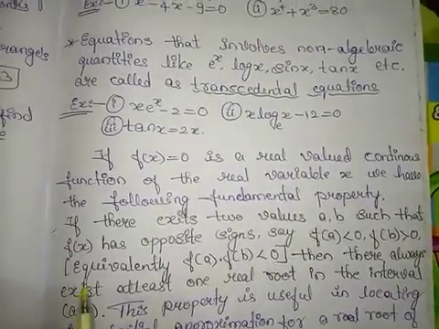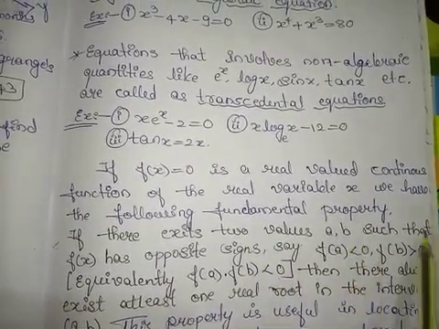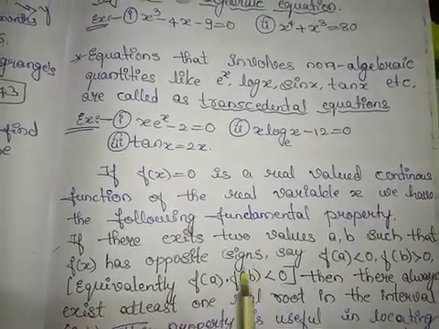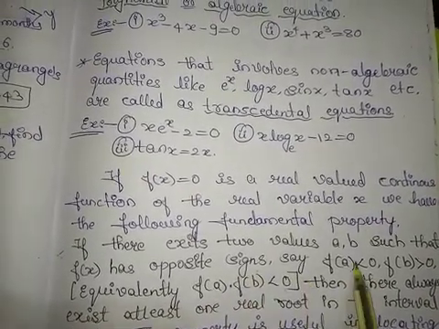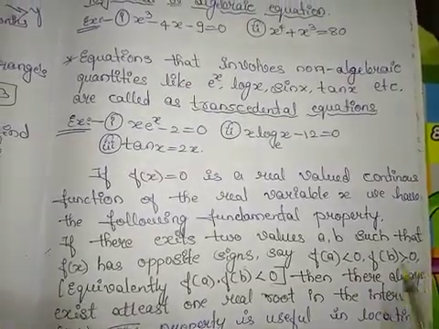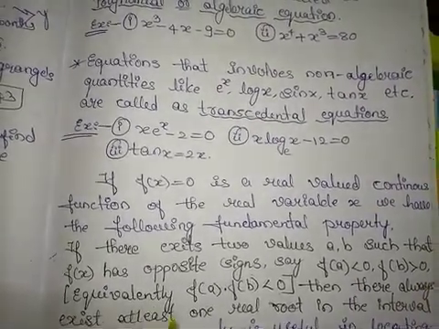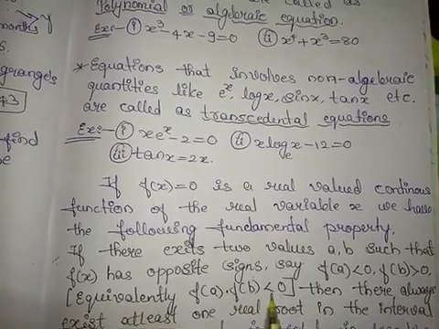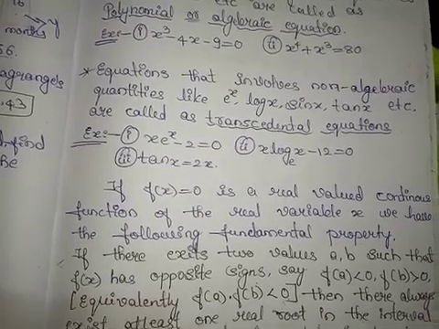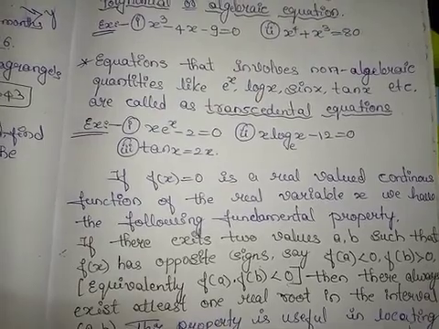What is that property? If there exist two values a, b such that f of x has opposite signs, say f of a is less than 0, f of b is greater than 0. That means one value is negative, one value is positive. Equivalently, f of a into f of b is less than 0. Then there always exists at least one real root in the interval, that is a, b.